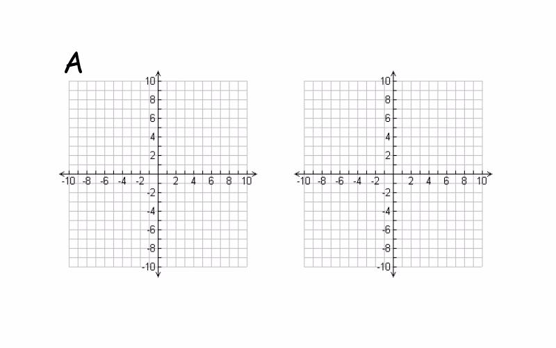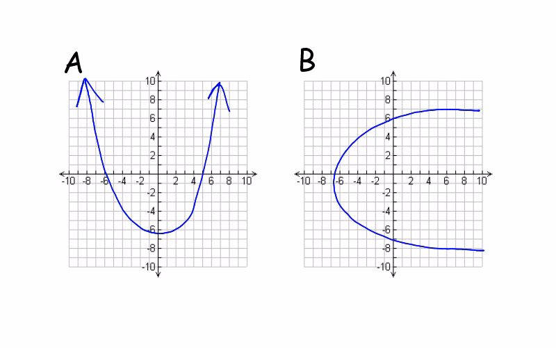Say I have two graphs, A and B. Graph A is going to be a U shape, and graph B is the same shape but on its side. Which one is a function? Pause the video until you decide. Graph A is a function, but graph B is not a function.